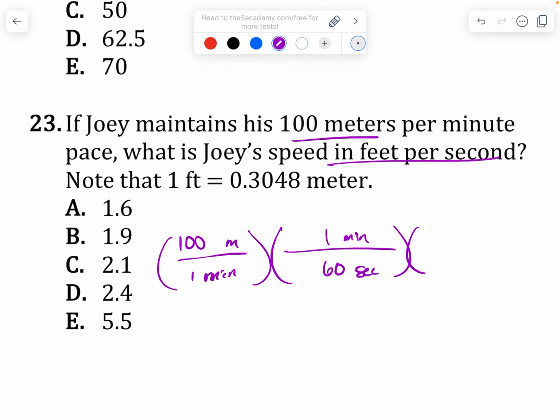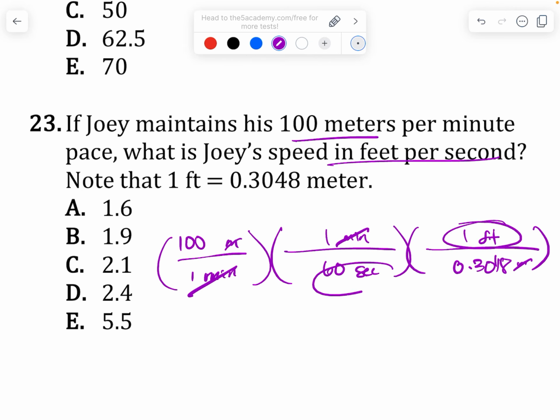And then we want to do a conversion factor. This will take care of the minutes and get us meters per second, but we want to get feet per second. So we got to go from meters to feet. So 1 meter, or 0.3048 meters, is equal to 1 foot. Okay. Now the meters here will cancel. We end up with feet per second as our units. Now, how did I set this up?